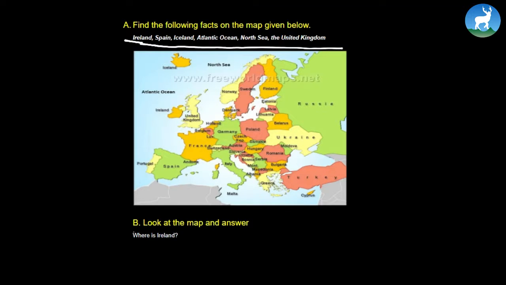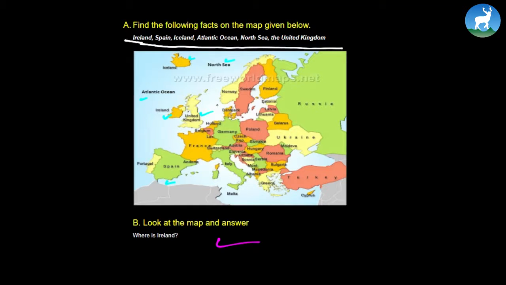And also do keep in mind the question that is given here. Look at the map and answer, where is Ireland? So have you done it? Let's quickly have a look. Did you find Ireland? If you look at the map, Ireland is right here, a country next to the United Kingdom in the Atlantic Ocean. Spain. Now, if you're a football fan of Barcelona, let's say, you'll certainly know that, right? So where's Spain? It's right here. Iceland, here, an isolated island. Atlantic Ocean, North Sea, here you go, North Sea, and of course, the United Kingdom.